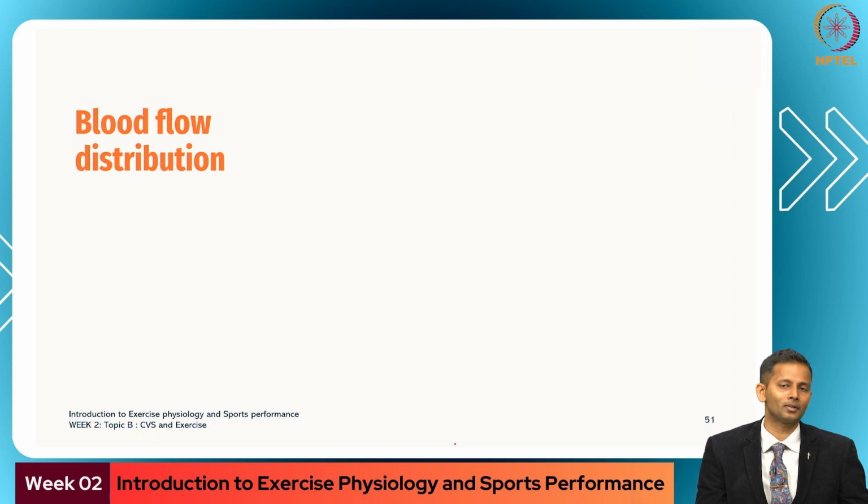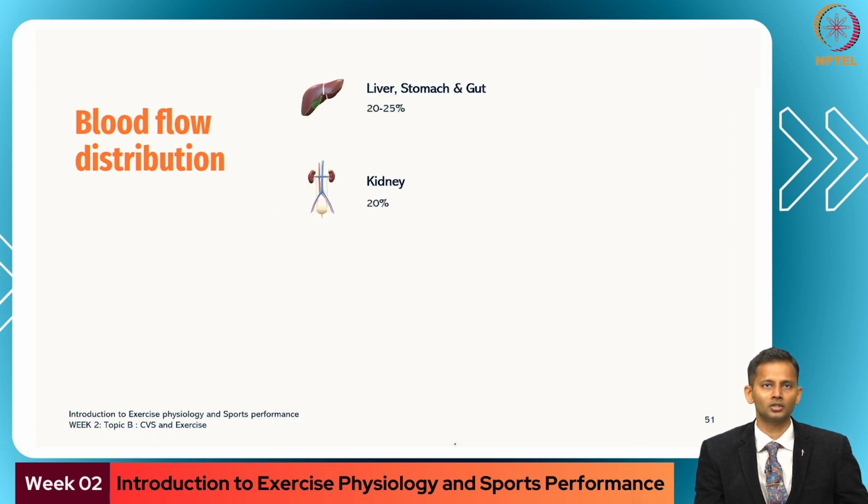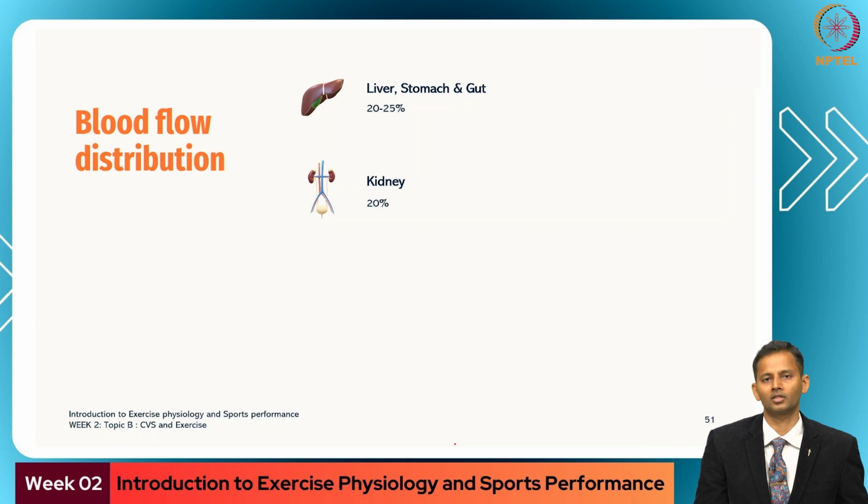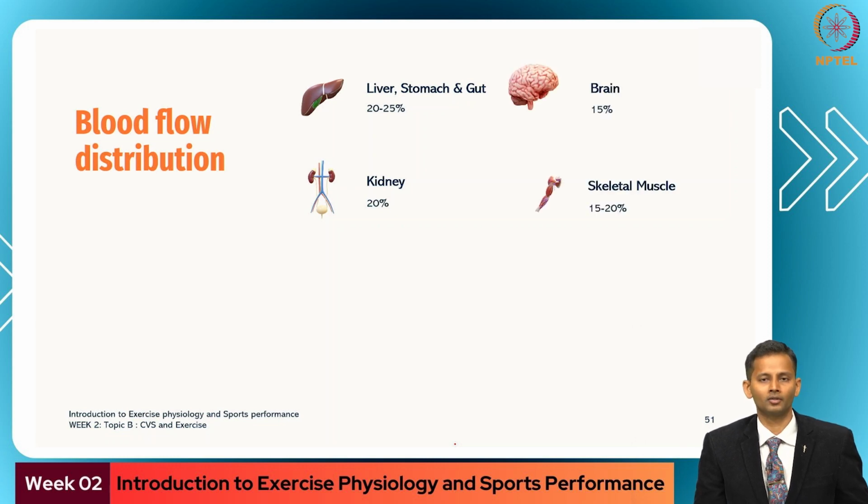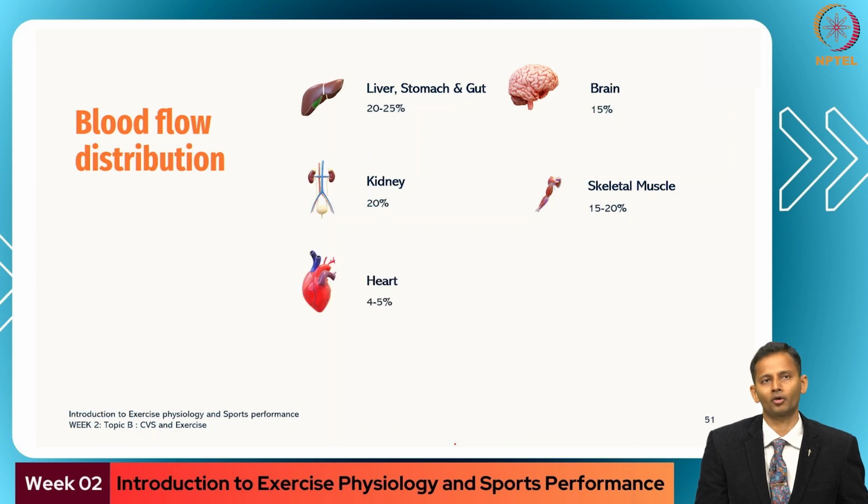Moving on to the last parameter, that is the blood flow distribution. So blood flow distribution normally at rest is that about 50% of the cardiac output is diverted to your gastrointestinal tract, mainly for the digestion, and the kidney. So together these are called the splanchnic circulation, and you receive about 15% of cardiac output to the brain, and about 15 to 20% to your skeletal muscle across the body.